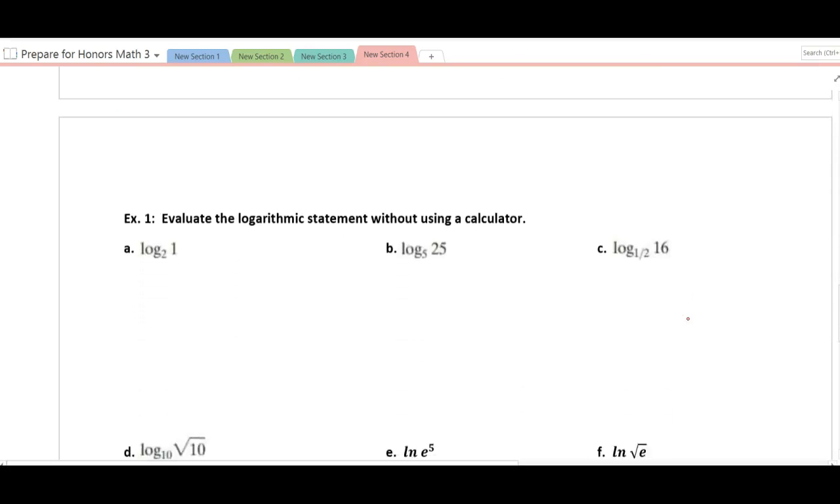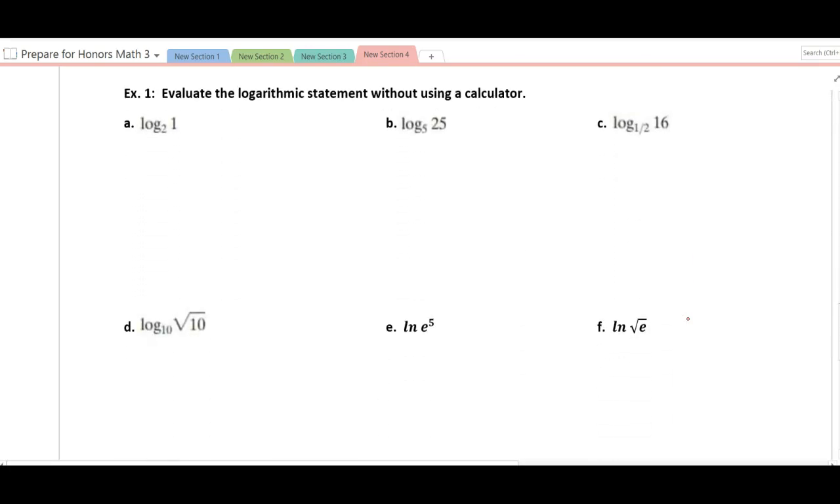Next, if we wanted to evaluate these, we did it a little bit in the last chapter. This is just a review. We picture this as equal to x. 2 to what power would give us 1? Anything to the 0 power gives us 1, so x would equal 0. Over here, 5 to what power equals 25? If you evaluate this, x equals 2.